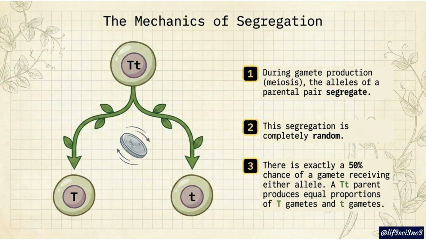Now let's examine the mechanics behind this, the law of segregation. During gamete production, or meiosis, the two alleles of a parental pair segregate from one another. This segregation is completely random, acting like a fair coin toss. There is exactly a 50% chance of a gamete receiving either allele. For instance, a heterozygous parent with capital T lowercase t alleles will produce equal proportions of gametes carrying the capital T allele and gametes carrying the lowercase t allele. This absolute randomness in segregation is what drives the predictable patterns of heredity.